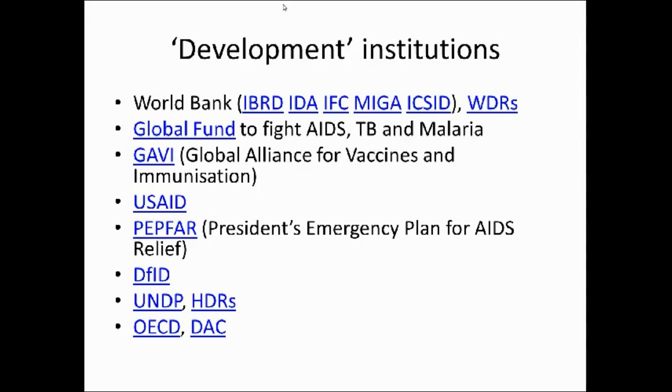DFID, the Department for International Development of the United Kingdom, is a major donor. The UNDP, the United Nations Development Programme, is the United Nations body which specialises in so-called development, and the discussion within UNDP about the meaning of development is a very interesting and useful discussion. UNDP produces the annual Human Development Report, and these are listed here, and they are definitely worth a visit.